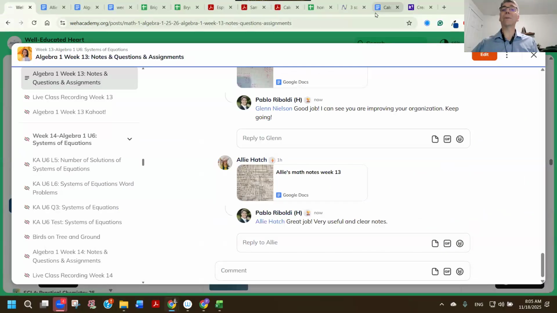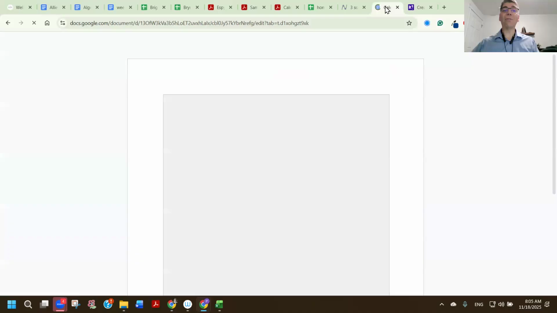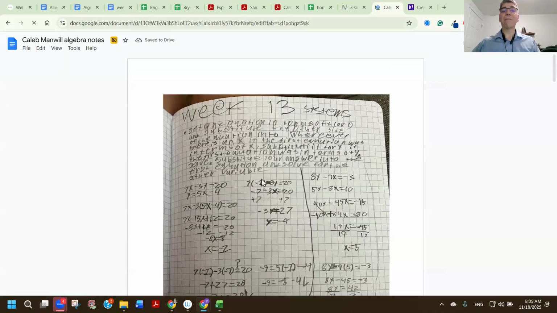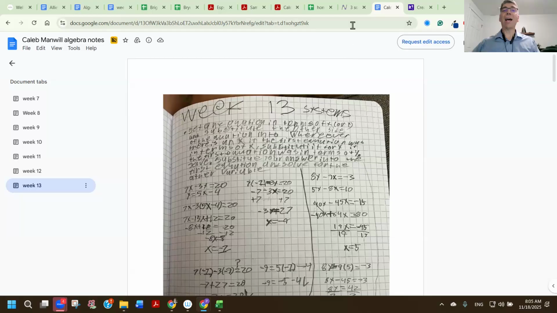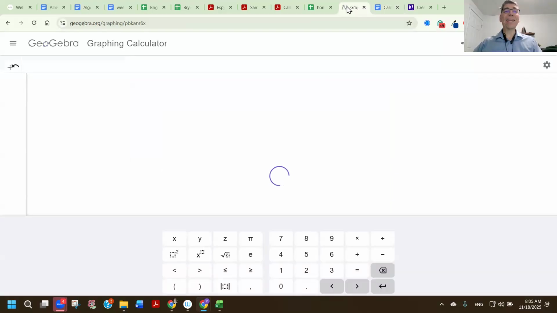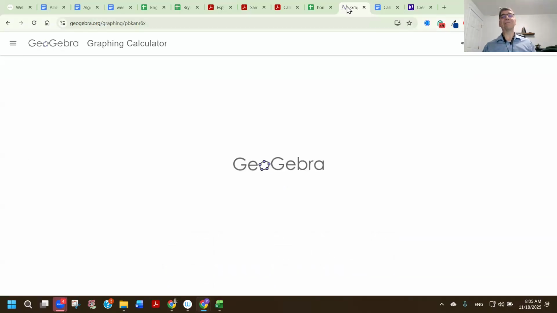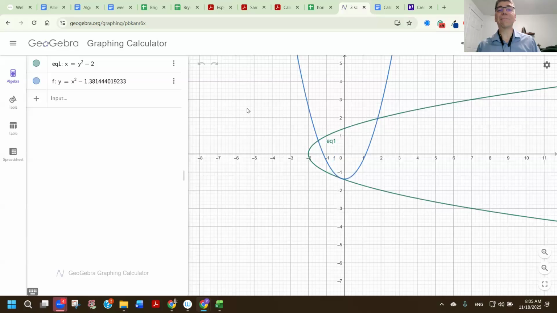Caleb Manuel did something really fun. Let me share the screen and show you the notes here. So we see here Caleb's notes. All right, very nice, and very copious notes, Caleb. Good job with that. And then, tell me about this system of equations here.